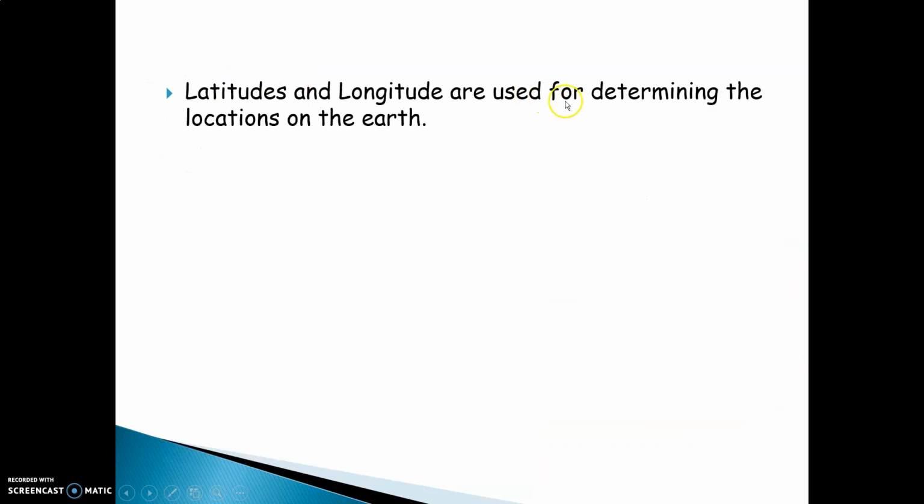Latitudes and longitudes are used for determining the location on the earth. I just told you, this is the earth, which, for example, looks like a net. So you can see these various colorful things shown over here are examples of various countries. From this we understand on which hemisphere, whether the northern hemisphere or southern hemisphere, or where exactly the countries are located. So with the help of latitudes and longitudes, we determine the location on the earth.